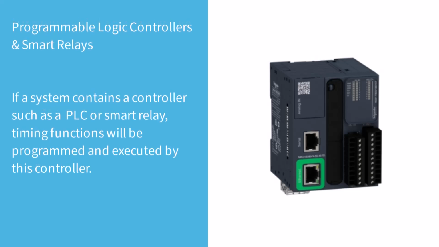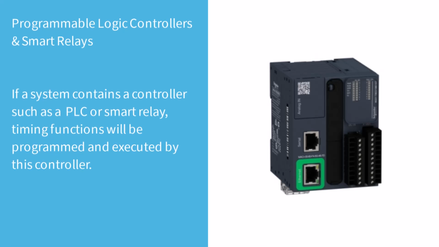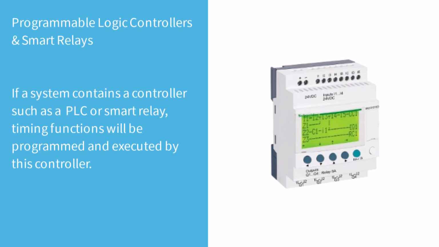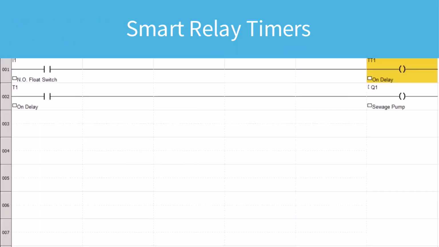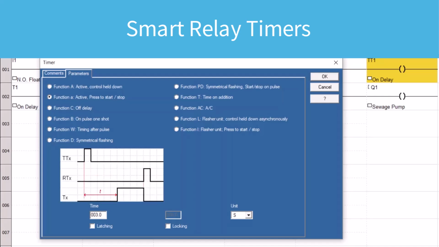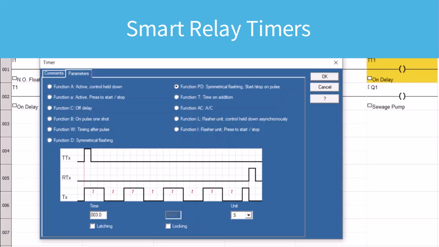Programmable logic controllers and smart relays. If a system contains a controller such as a PLC or smart relay, timing functions will be programmed and executed by this controller. The smart relay in this video can have up to 28 timers programmed, each with its own function. PLCs can contain hundreds of timers. This smart relay has 11 different timing functions. Notice that the timing charts change when a different function is selected.